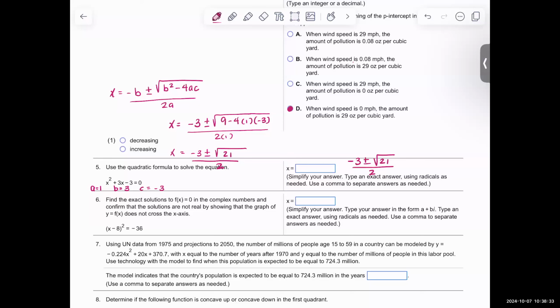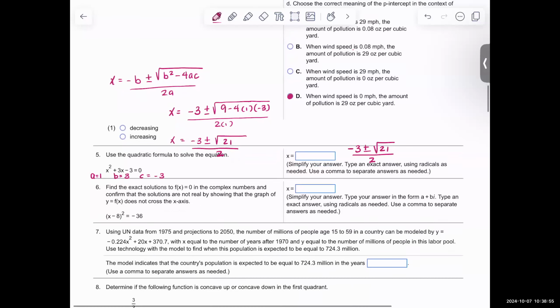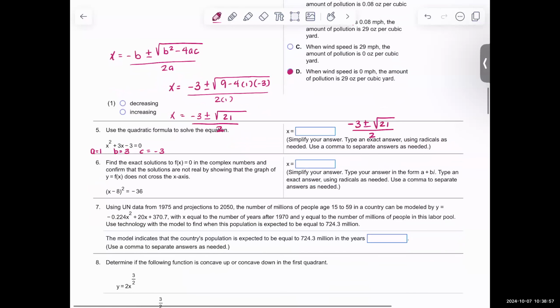All right, problem 6. Find the exact solutions to f of x equals 0 in the complex numbers and confirm the solutions are not real by showing that the graph of y equals f of x does not cross the x-axis. All right, I would use the square root method on this. I take the square root of both sides.